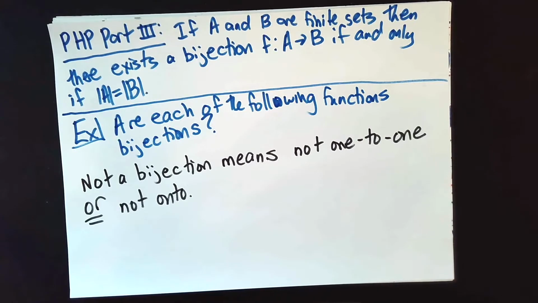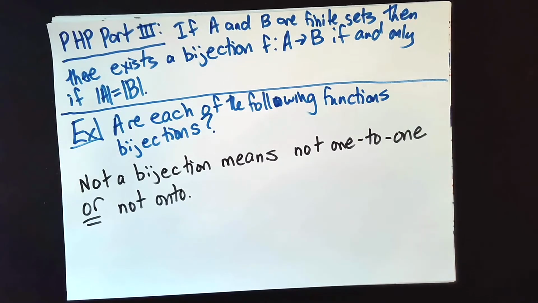Here is where you really have to make sure you do your scratch work first, because imagine the following nightmare scenario. You're trying to decide if a function is a bijection, and you go through a great deal of labor to prove that it is one-to-one, and you type all of that up.